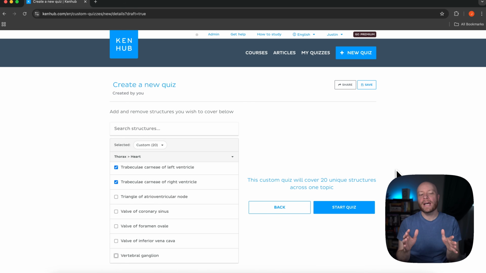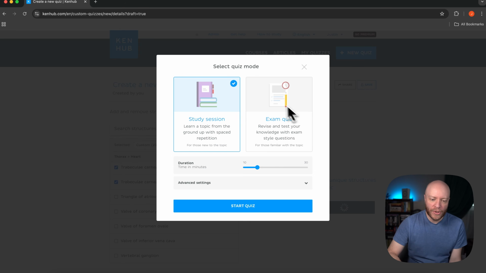All right, so I've gone ahead and customized a quiz specifically based off of what we just discussed. This is one of my favorite features we have here at Kenhub: the ability to craft your own quiz in the event that there are certain structures you just want to be quizzed on. You want to dial that in. So we have 20 unique structures that we could possibly face inside of here. So we're going to go ahead and do this.